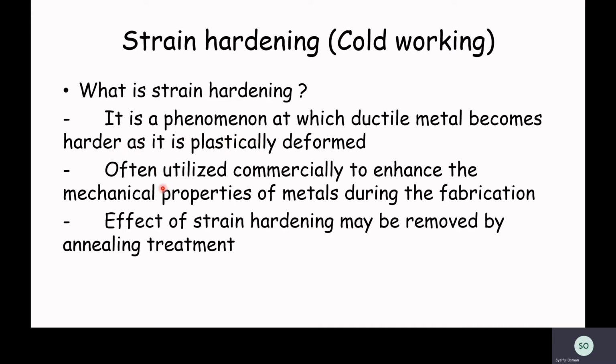It is often utilized commercially to enhance the mechanical properties of metal during the manufacturing or fabrication of material, and the effect of strain hardening can be removed by annealing treatment. Annealing treatment is when we apply heat treatment to the metal to remove the effect of cold working on that material. Some examples of materials that can be cold worked are pure copper and aluminium, which can be strengthened significantly.